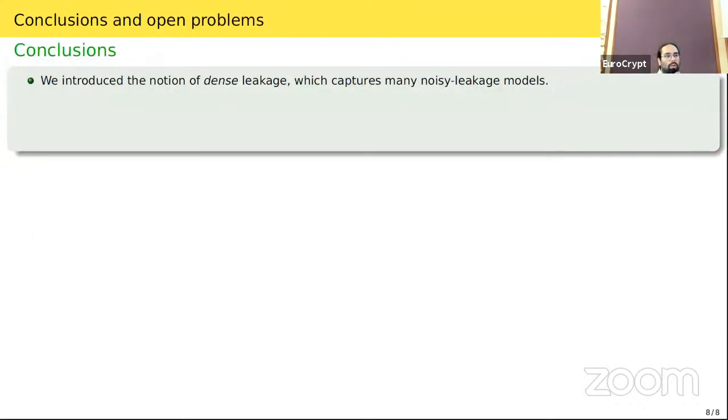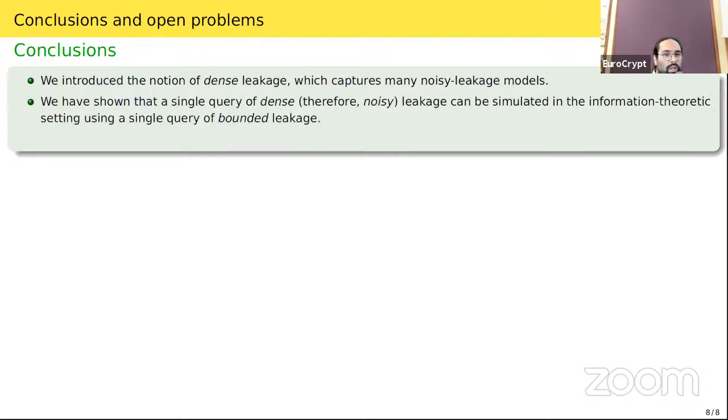So to conclude, I'll do a recap of what we did. We introduced the notion of dense leakage, which captures many notions of noisy leakage. Then we showed that a single query of dense leakage, and therefore noisy leakage, can be simulated in the information theoretic setting using a single query of bounded leakage. And then in our paper, we show several applications of our results. In particular, we show that any cryptographic primitive which achieves bounded leakage resilience in the information theoretic model also achieves noisy leakage resilience in the information theoretic model.